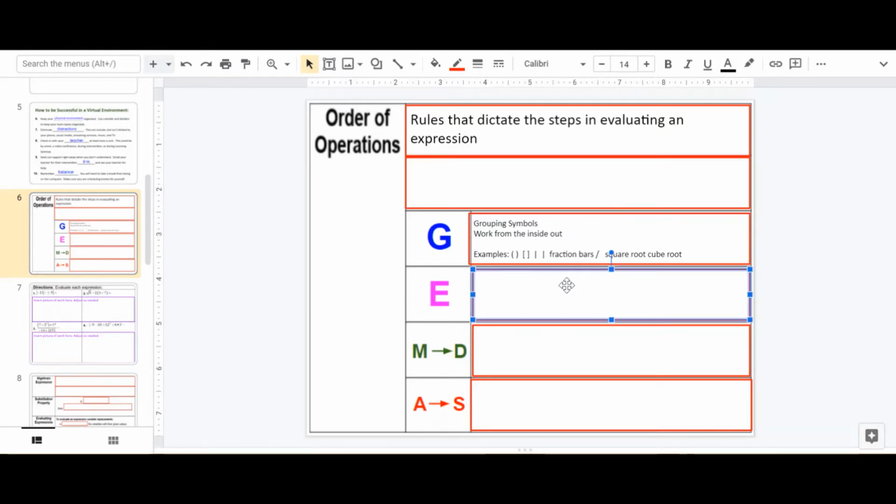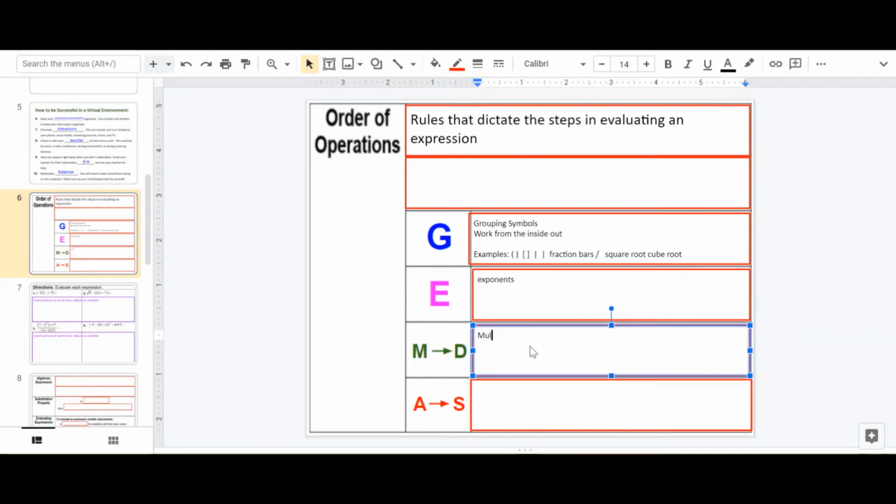E stands for exponents. And then M and D. So M and D is multiplication and division, and you'll notice there's an arrow here. So it's very important that we understand that multiplication does not come before division. We do multiplication and division from left to right. So if a division is in front of multiplication, you would do the division first.